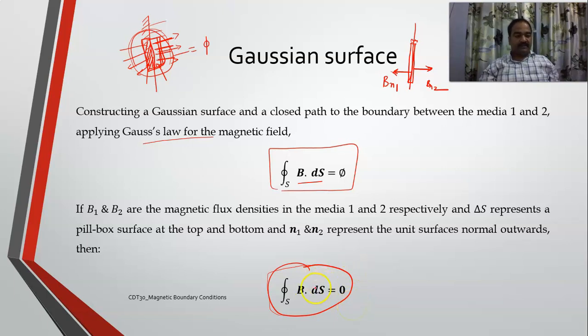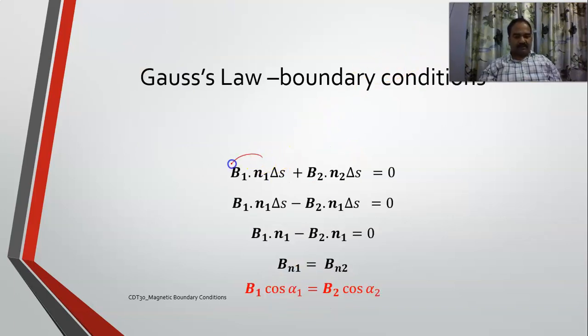So what is surface integral of B dot dS? It is having four surfaces, but I'm considering only two surfaces. This is one and this is the other one. So the first one is B1 dot n1 dot delta S. This one is delta S, and I'm considering this vector. So B1 dot n1 into delta S. Similarly, B2 dot n2 into delta S. The summation is equal to 0.